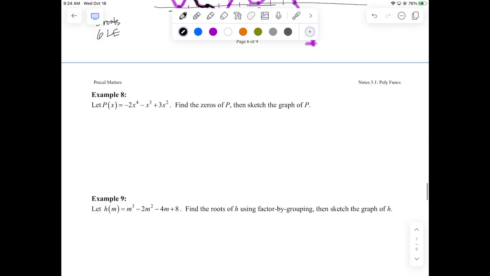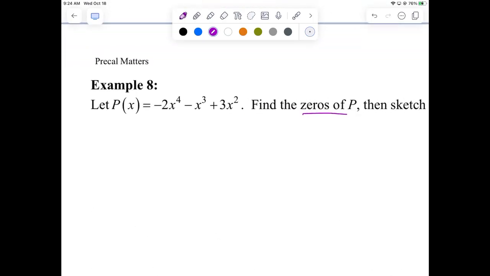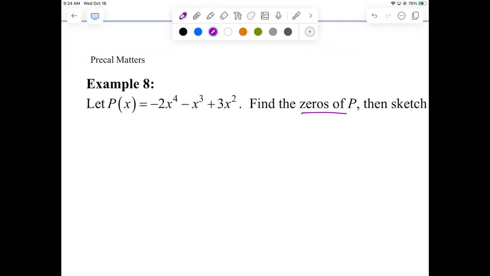What if I'm expecting you, like on example 8, to sketch something and it's not in factored form? You think having factored form was helpful? Yeah, so guess what the first thing we're going to do? We're going to find the zeros by factoring it. So let's go ahead and do that. We'll set it equal to 0. I'll get -2x to the 4th minus x cubed plus 3x squared. And I need to show that I'm setting it equal to 0. When you're finding the roots, the zeros, the x-intercepts, you show me that you're setting it equal to 0.